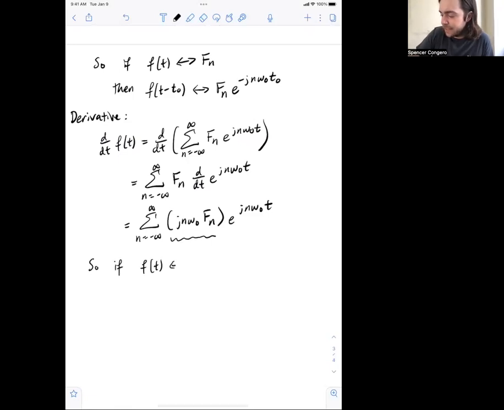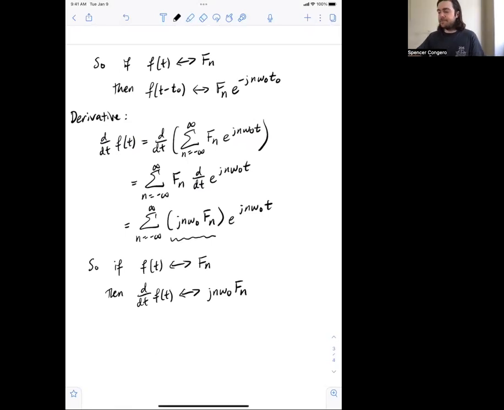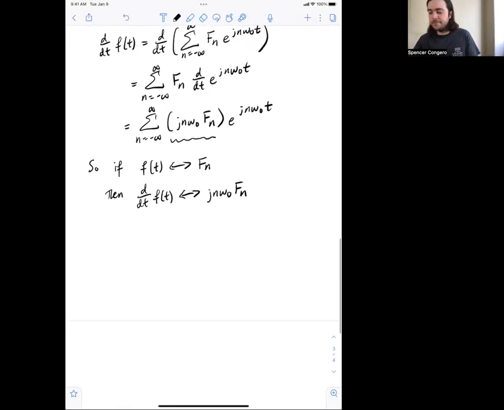So if f of t has Fourier series coefficients f sub n, then the derivative of f of t has Fourier series coefficients j n omega naught times f sub n. All right, great. Next one, what happens when we conjugate f of t?